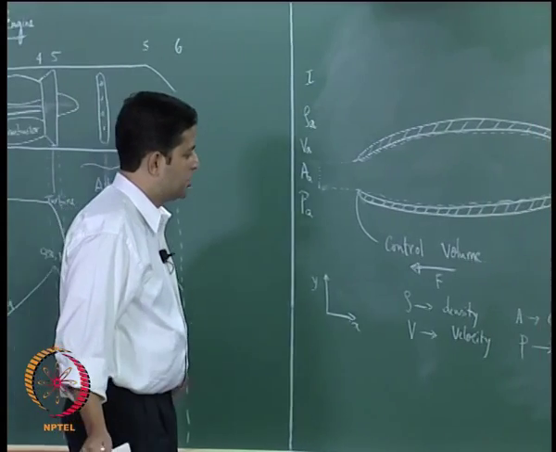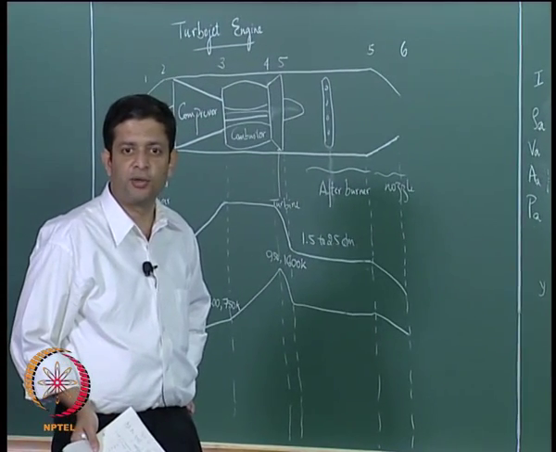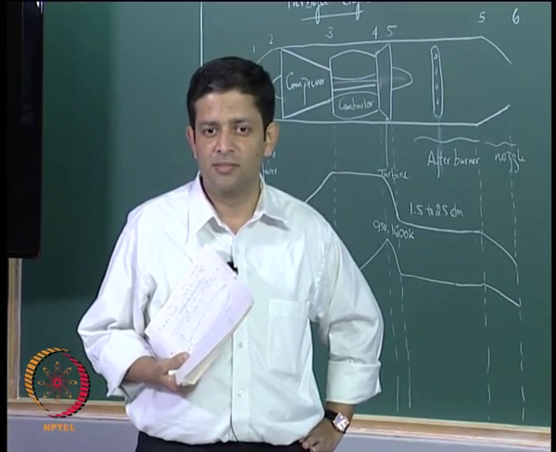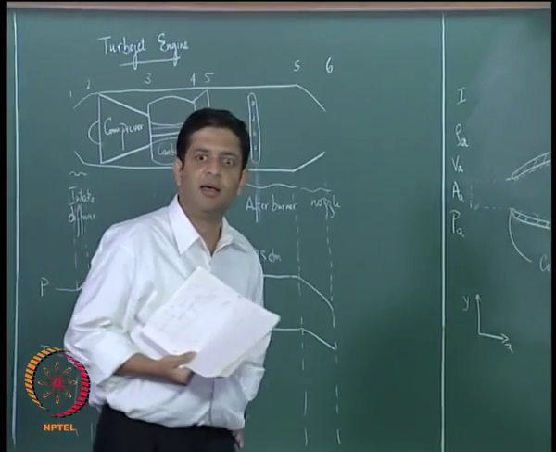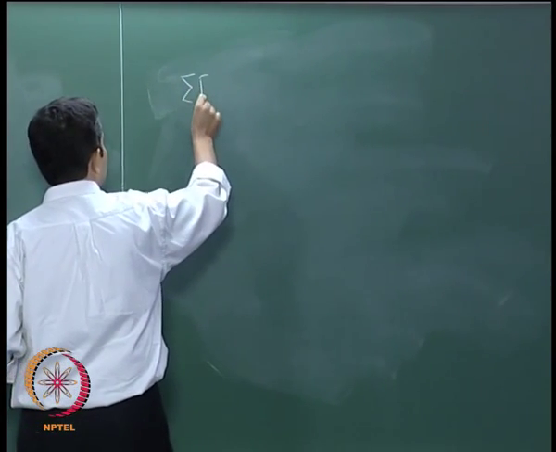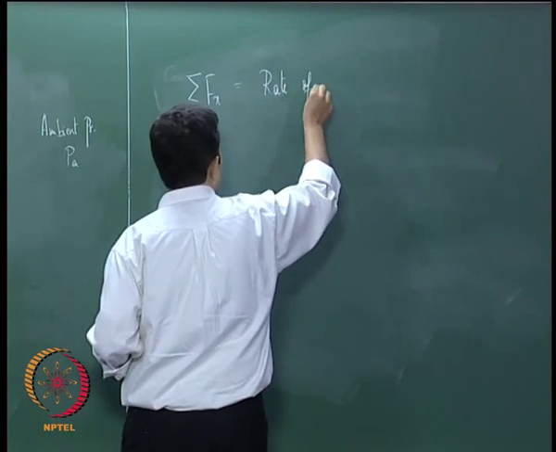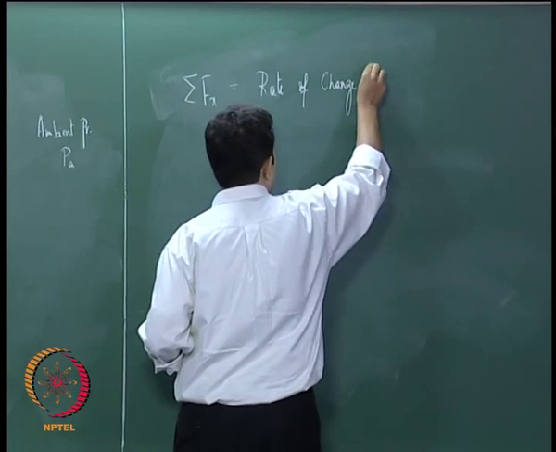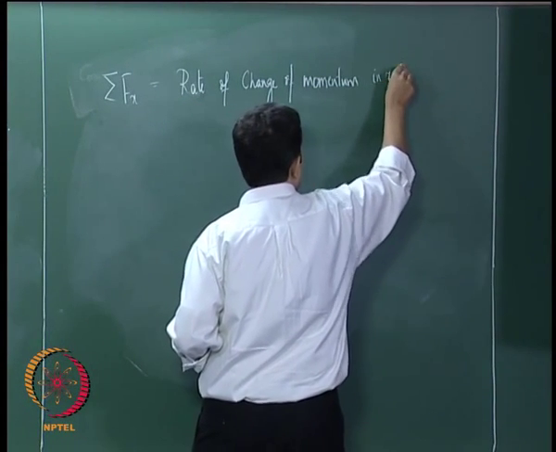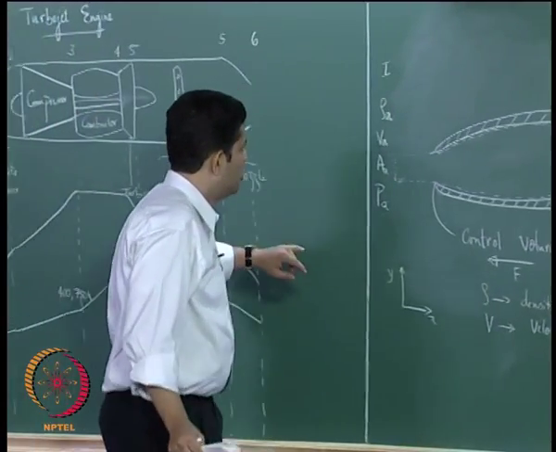Now we want to find out the thrust that is produced in the x direction, right. So what do we need to do in order to do this? Which law of motion do we need to look at? Newton's second law of motion, which states that force is equal to the rate of change of momentum. So sigma F x, the sum of the forces in the x direction, must be equal to the rate of change of momentum in the x direction, okay.